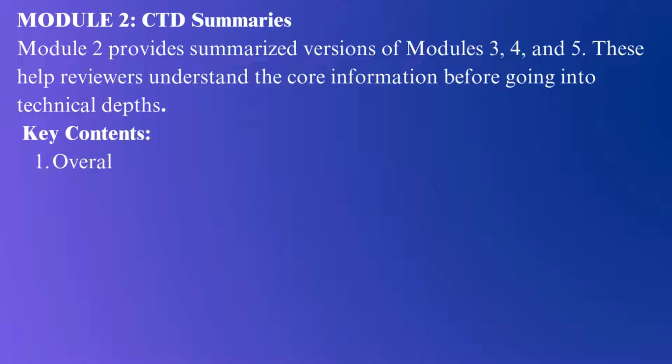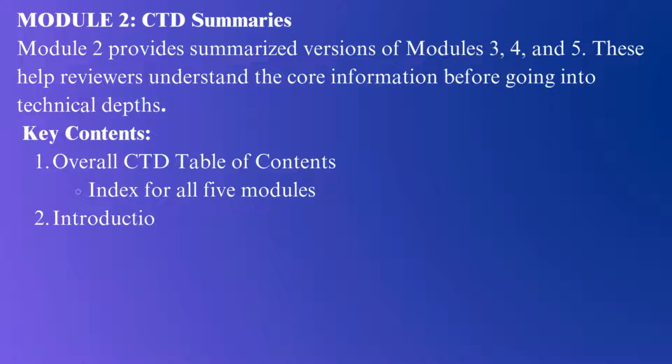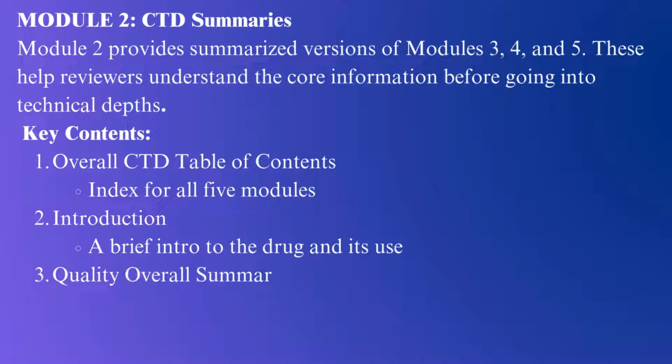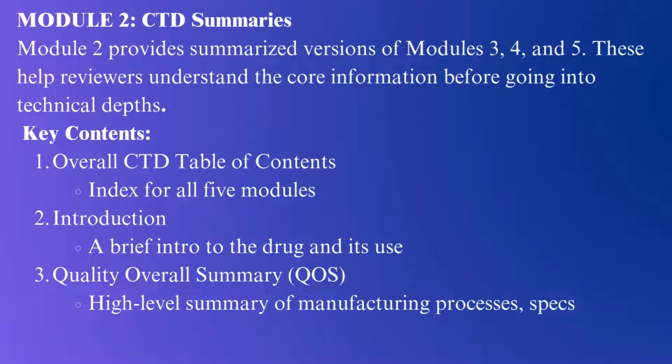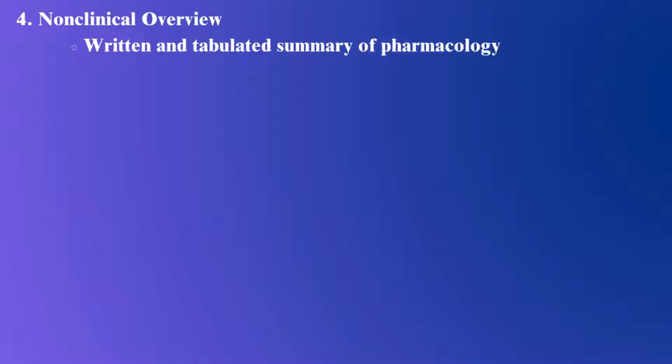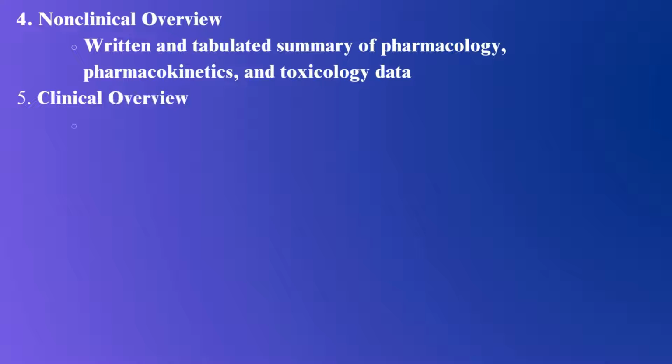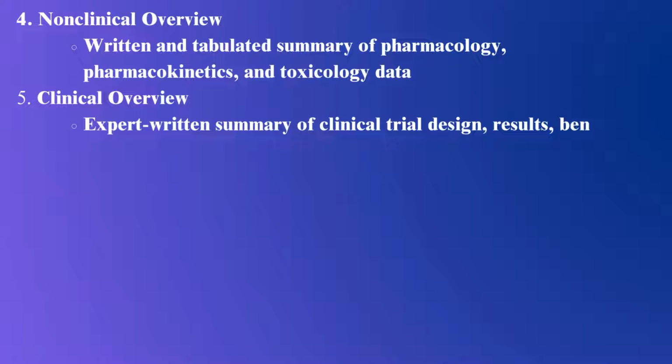Key contents: 1. Overall CTD table of contents, index for all 5 modules. 2. Introduction, a brief intro to the drug and its use. 3. Quality overall summary, QOS, high-level summary of manufacturing processes, specs, and quality testing from Module 3. 4. Non-clinical overview, written and tabulated summary of pharmacology, pharmacokinetics, and toxicology data. 5. Clinical overview, expert written summary of clinical trial design.